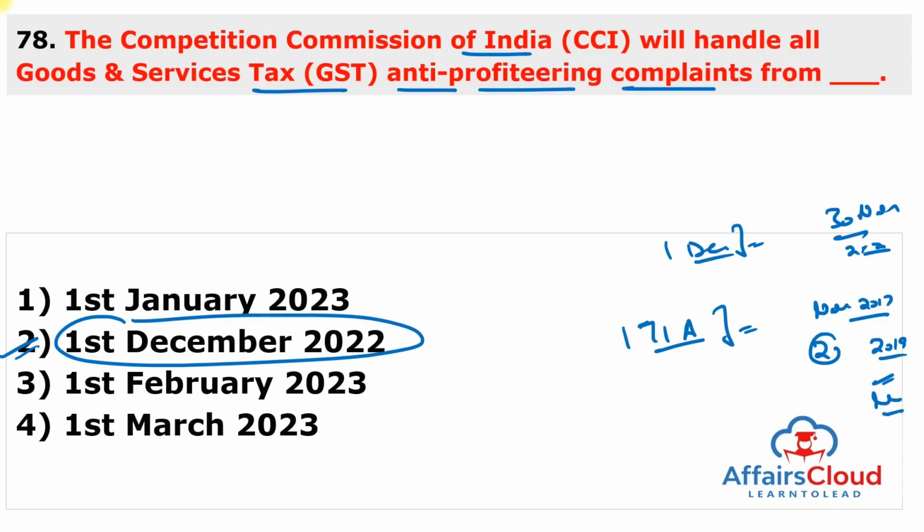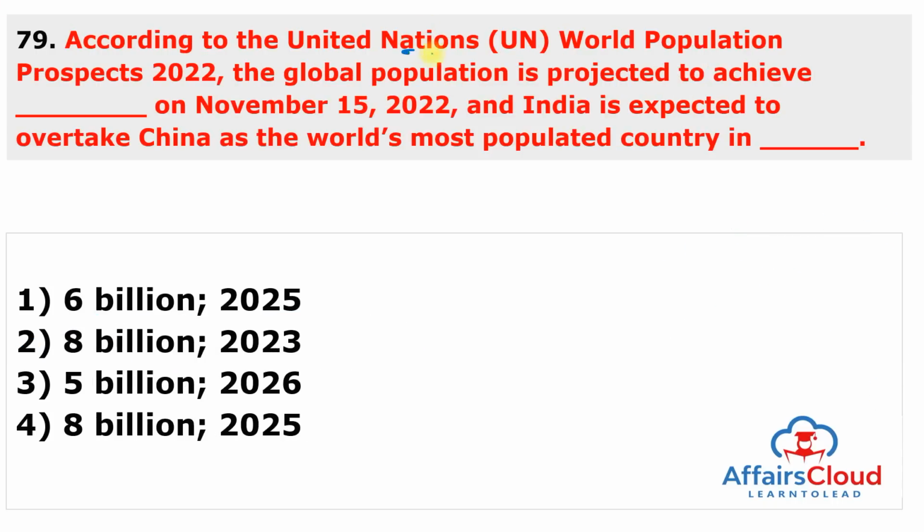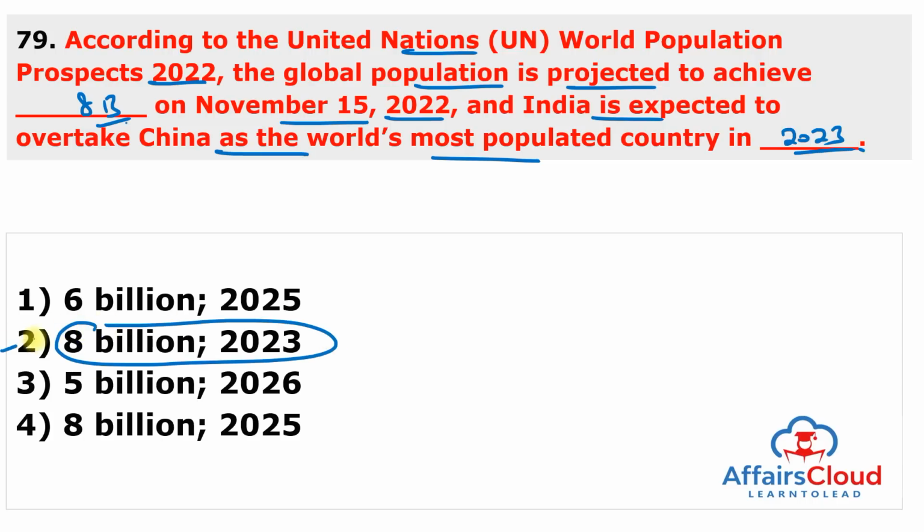Moving to the next question. According to the United Nations World Population Prospects 2022, the global population is projected to achieve dash on November 15, 2022, and this is 8 billion or 800 crore on November 15, 2022, and India is expected to overtake China as the world's most populated country in the year 2023. So the answer to this question is second, and this is the estimation of the United Nations.